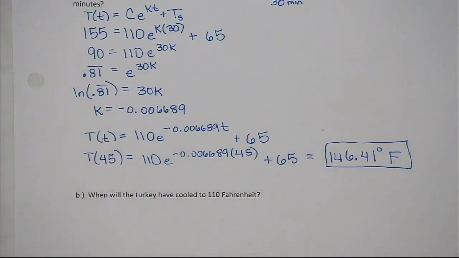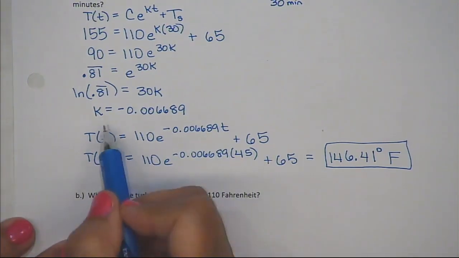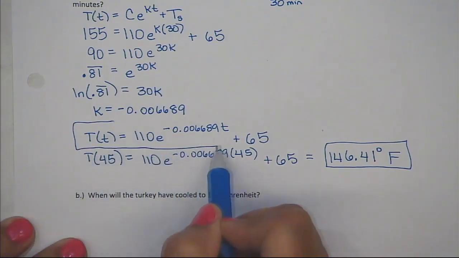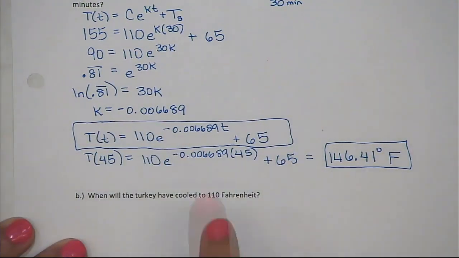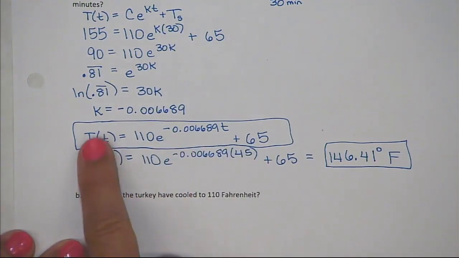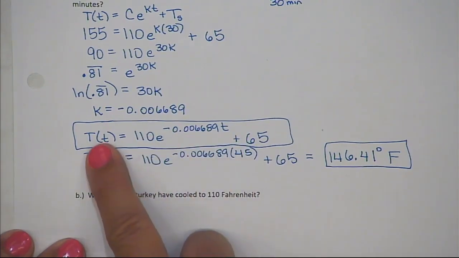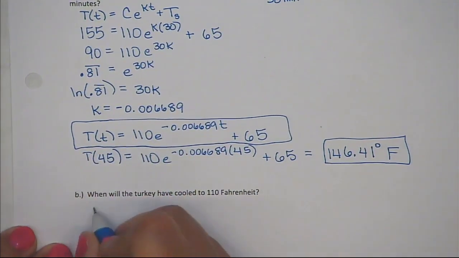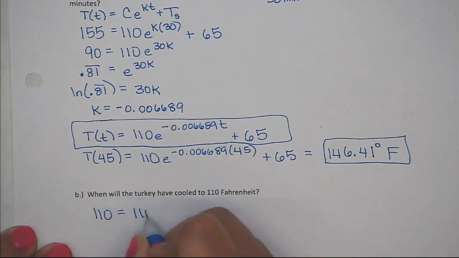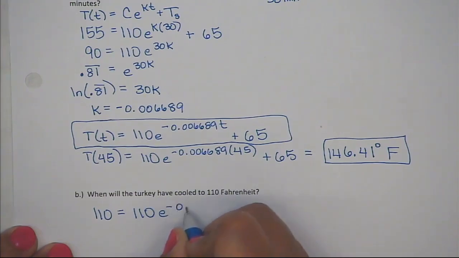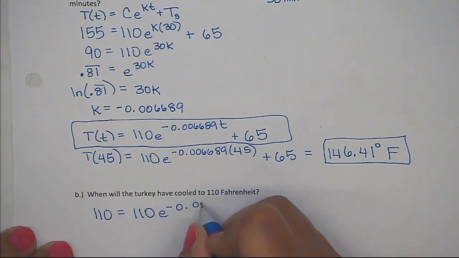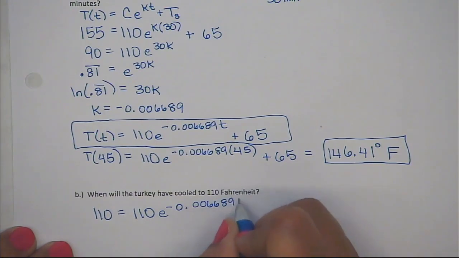So now, when will the turkey have cooled to 110 degrees Fahrenheit? When? So you're using this formula right here. Okay, there's our formula, always we're going to start with that. And you're going to put 110 right here. When will this time equal 110 degrees? Okay, so 110. Looks weird because they're both 110, but we're going to subtract 65, so that's going to change.